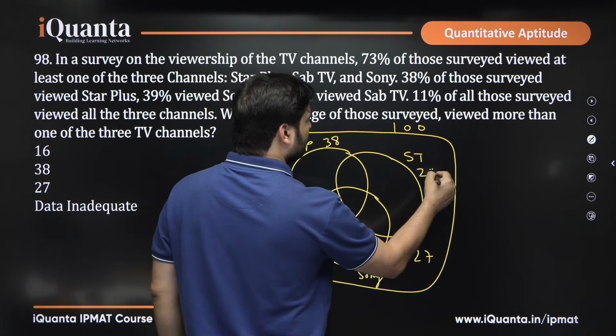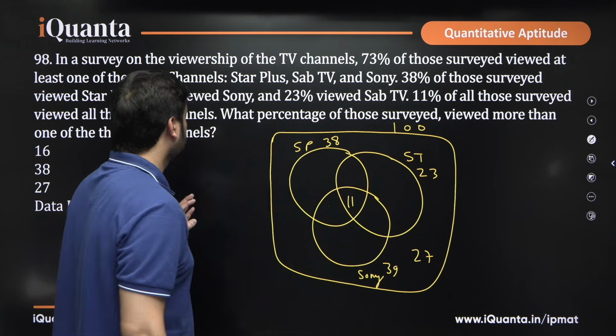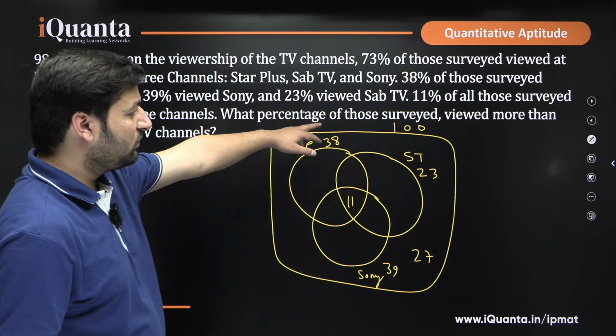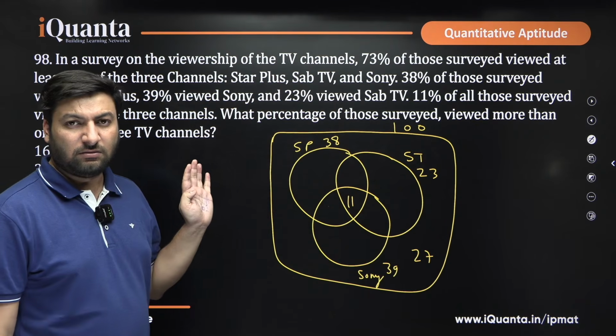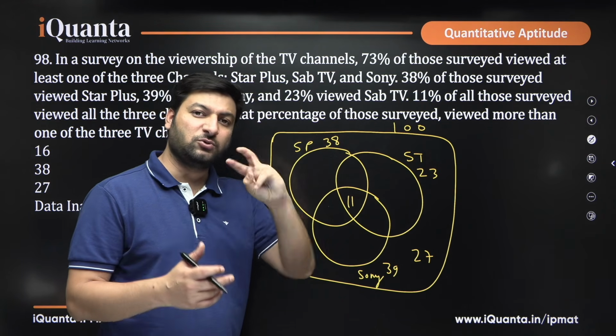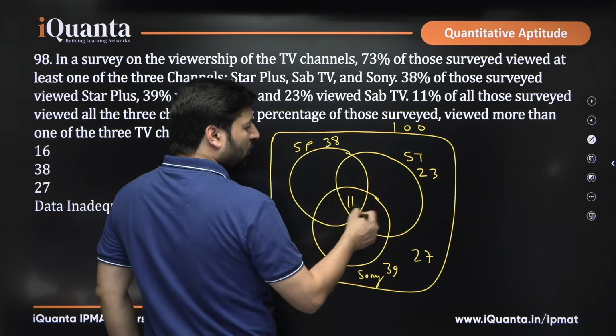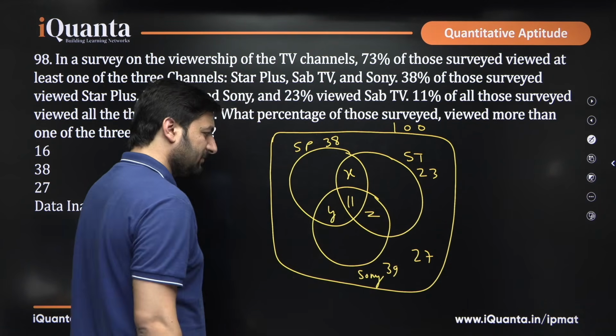23% viewed Sub TV, 11% viewed all three. So, 11 is this. Now, see what percentage of those surveyed viewed more than one of the three TV channels. In more than one, that means we are talking about those who are watching two channels or three channels. So, we do not know about these areas. Can I say that this is X, this is Y, this is Z, clear?